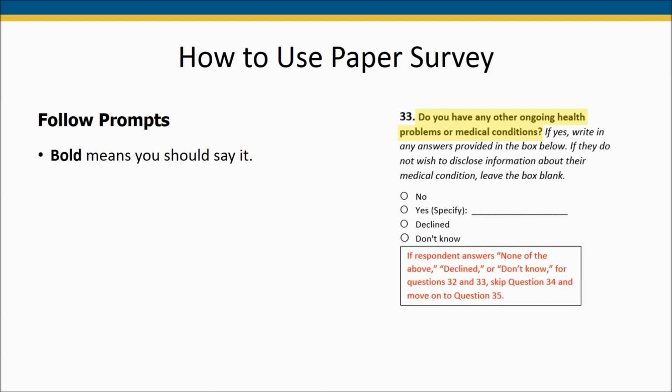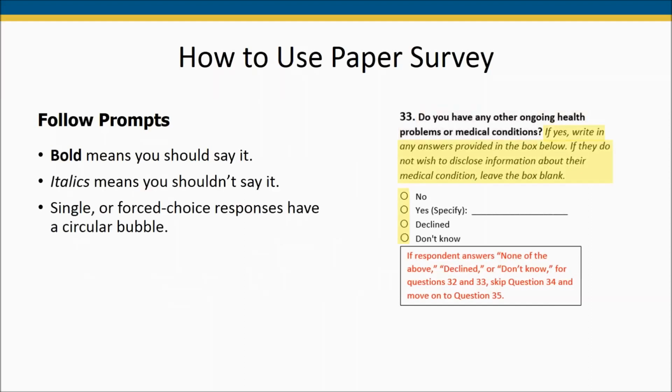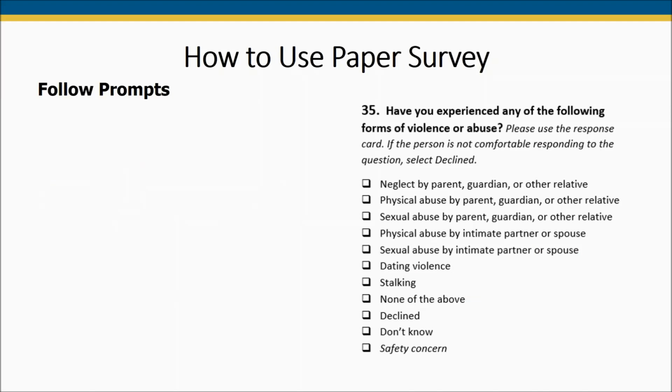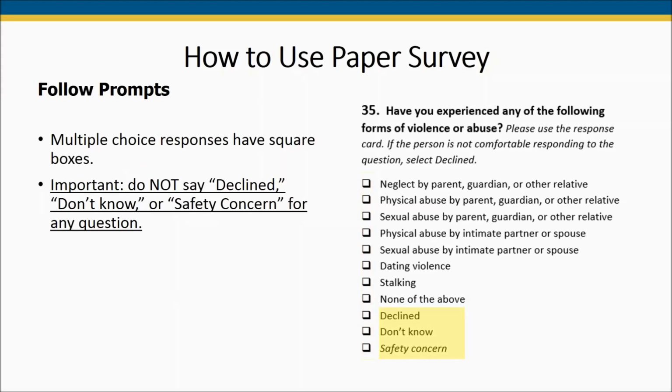If you see bold, that means you should say it. Italics means you shouldn't say it. Single or forced choice responses have a circular bubble, so in those cases, you only put one choice in. Red means skip logic, directions on which questions you won't need to ask depending on a certain answer. So make sure to read those very clearly each time. Multiple choice responses have square boxes. And also remember, do not say declined or don't know or safety concern for any of the questions.